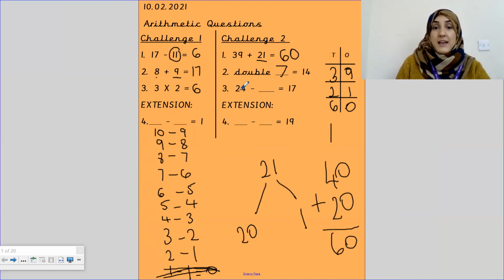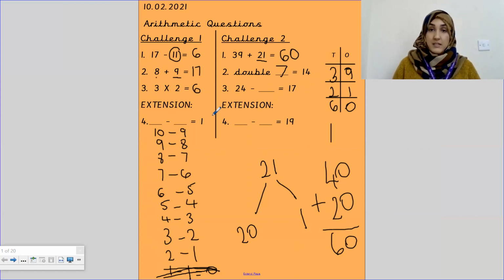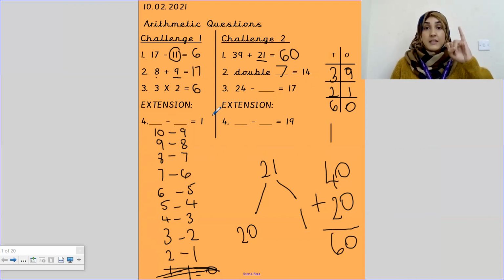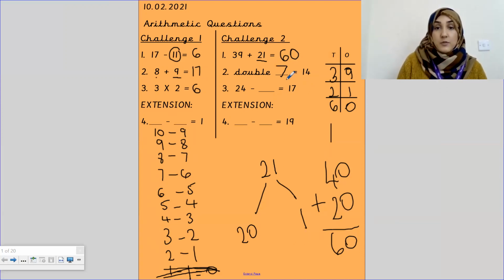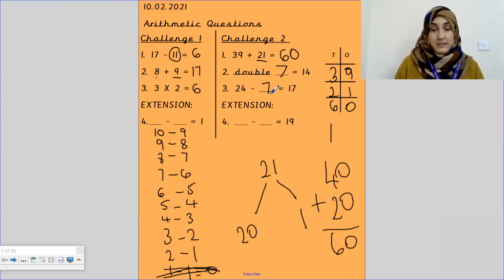Okay, the next one that we have is 24 take away something equals 17. Now, I could start off with 17 and I could count forwards. So let's try that way first and then I'll show you another one. 17 in my head, how many fingers does it take to get up to 24? So 17, 18, 19, 20, 21, 22, 23, 24. So 24 take away 7 equals 17.